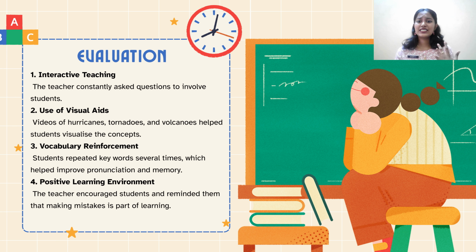Third, the teacher used repetition and pronunciation practice, where the students repeated vocabulary words several times, which helps improve their language learning and also their vocabulary strength. Fourth, the teacher created a supportive learning environment. When students made mistakes, the teacher reminded them that making mistakes is part of learning. This helps build students' confidence.